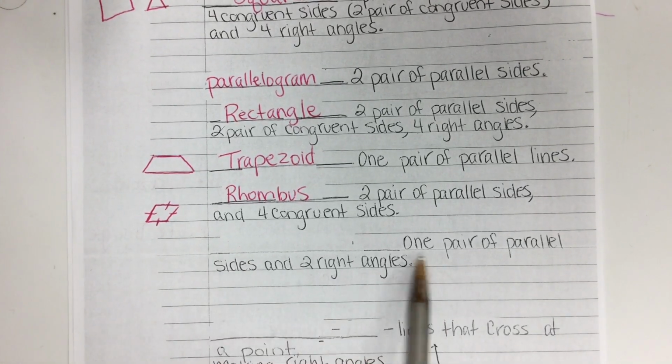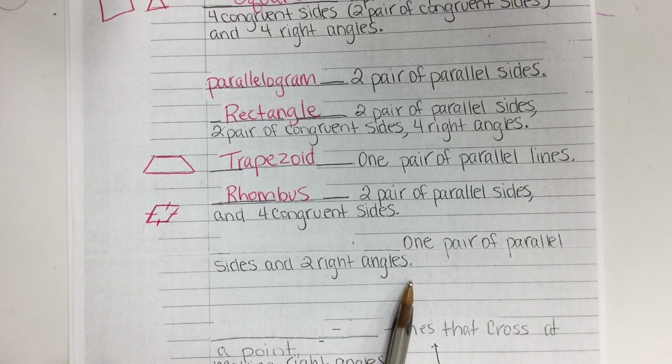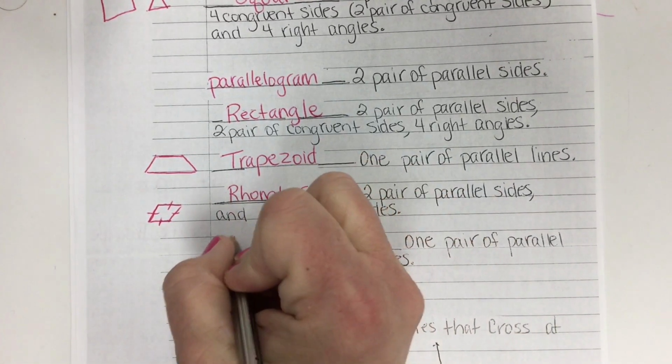All right, one pair of parallel sides and two right angles. Well, we did this one on the first page. This was your right trapezoid.